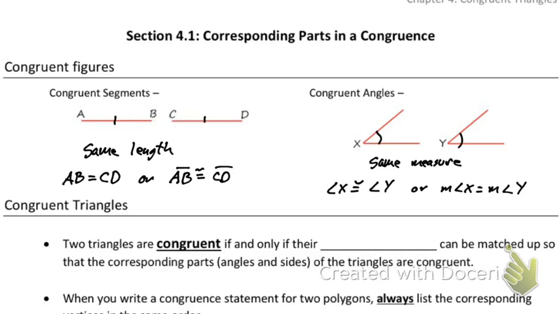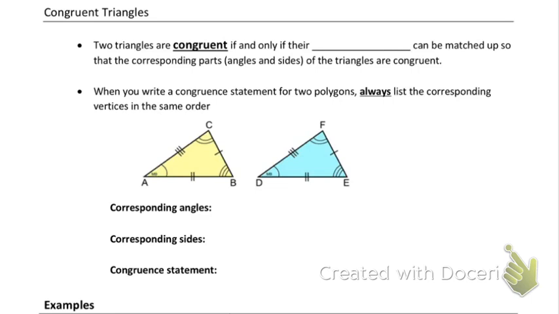All right, but we've already done these. We've already done congruent segments. We've already done congruent angles. But guess what makes up a triangle? Angles and segments, except now we have three segments and three angles that we have to put together. All right, so let's talk about triangles. Two triangles are congruent if and only if their vertices can be matched up so that the corresponding parts, angles and sides of the triangle, are congruent. In other words, can you finagle both triangles so they look exactly the same?